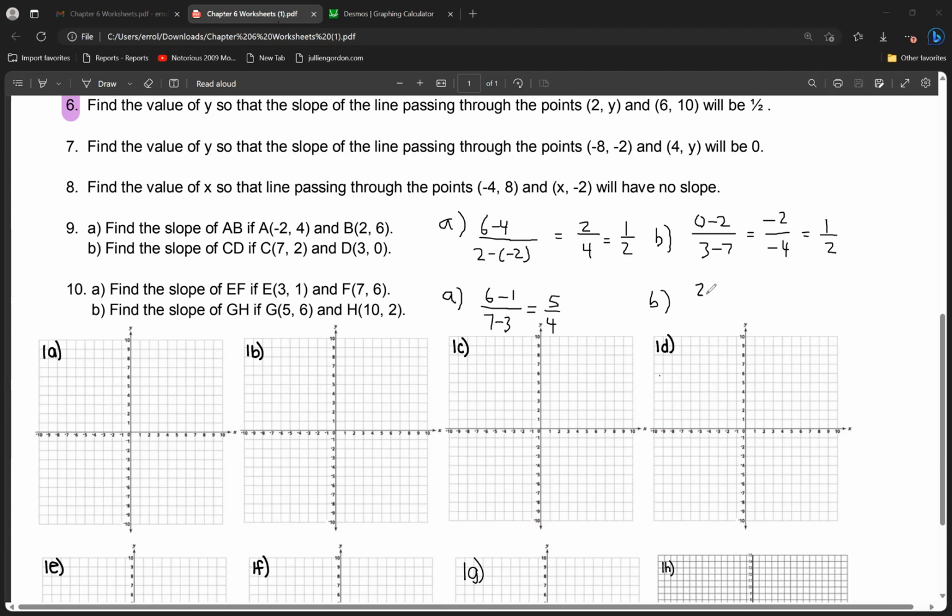And then part B. 2 minus 6 over what? 10 minus 5. Okay, what's 2 minus 6? -4, over 5. That's our answer. That's it.